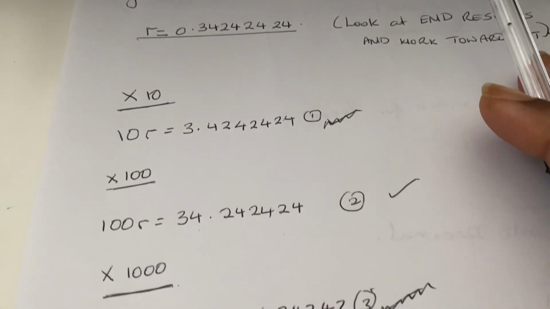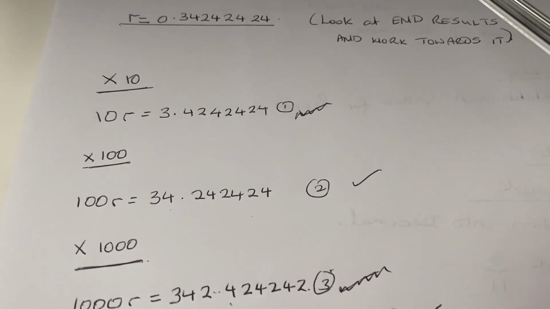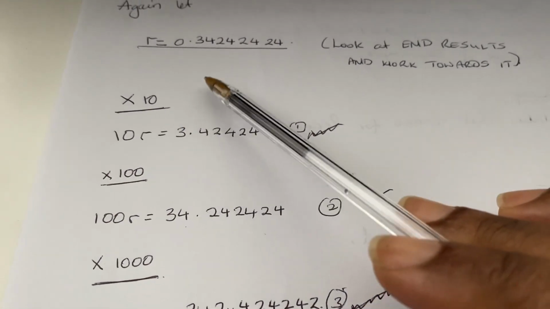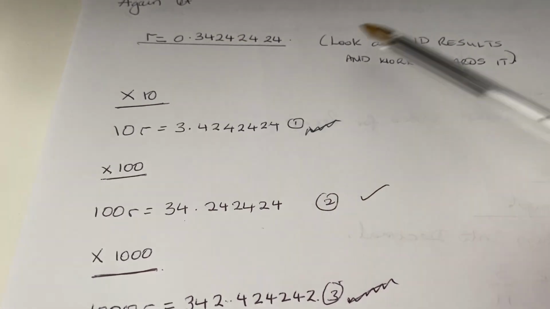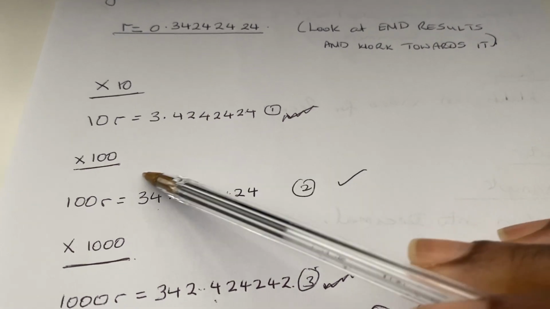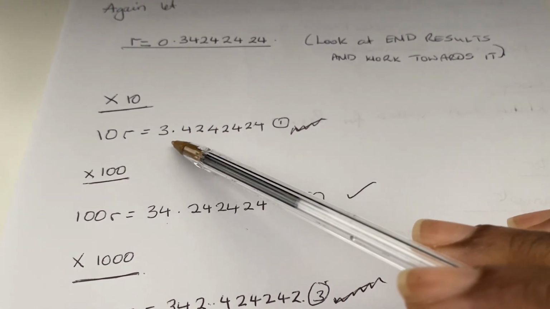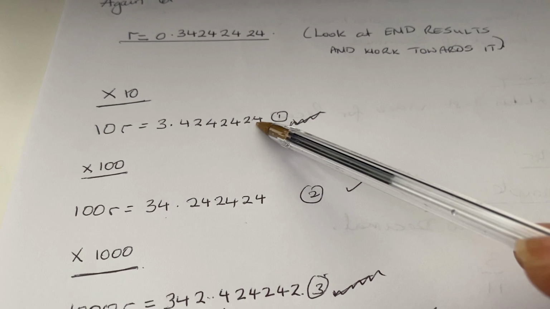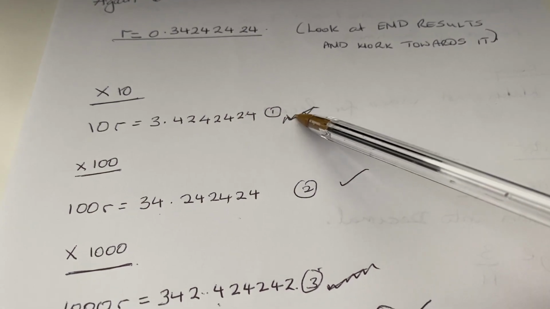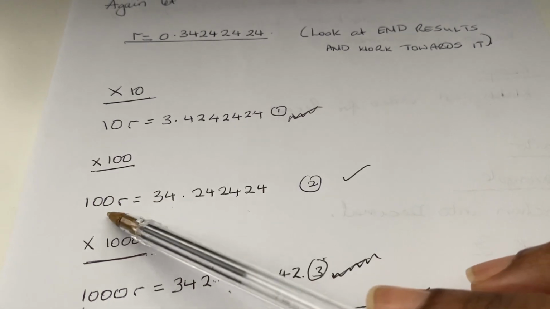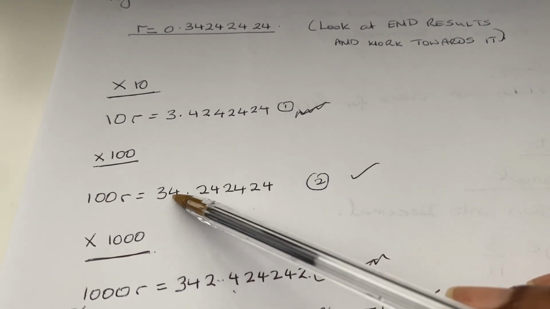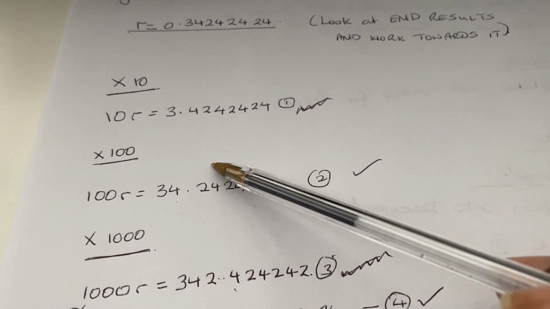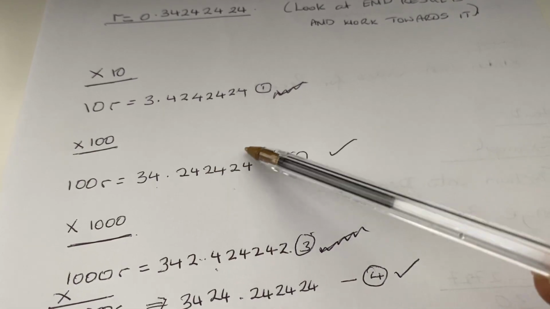So I did examples to show you. Look, if you multiply by 10, the decimal is going to get shifted one place to the right. So 10R will be 3.4242424. Now let's go again. If you multiply by 100, you have 34.242424. That is the recurring part I want to get rid of.